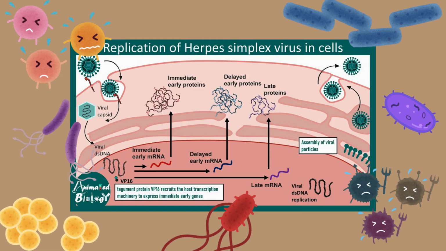After HSV enters the cell, it sends its DNA to the nucleus and uses the host cell's ribosomes, enzymes, and energy to make new virus. It shows that HSV can even change the host cell's metabolism to make more energy for viral replication.